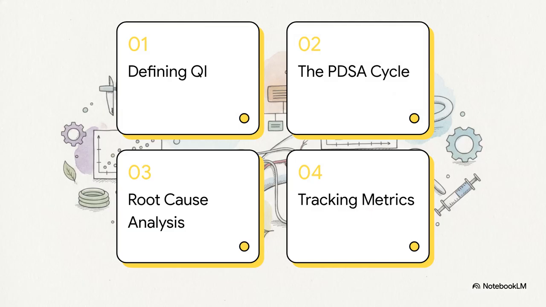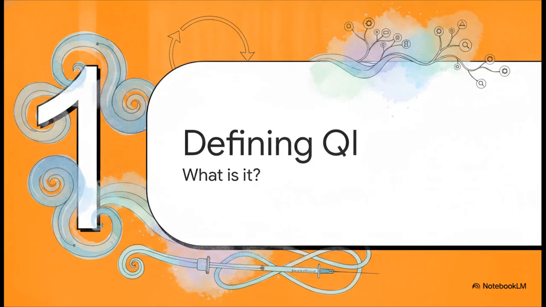Here is our roadmap for today. 1. Defining quality improvement. 2. The PDSA cycle. 3. Root cause analysis. And 4. Tracking meaningful metrics. Starting with Section 1, defining quality improvement.